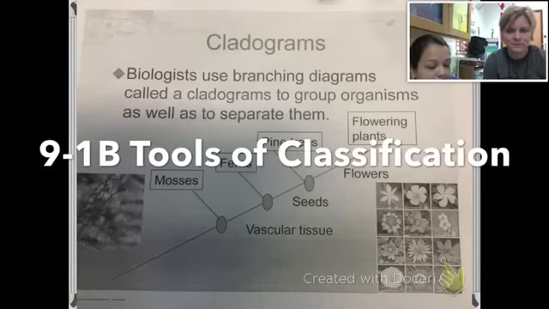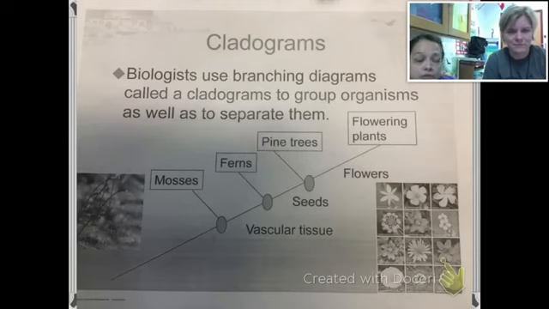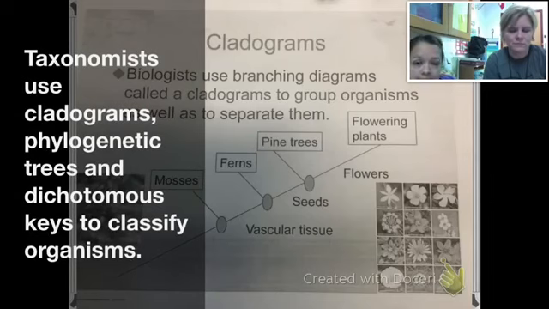Okay, so in this video, we will be learning about the tools that taxonomists, which we just finished learning about, use to classify organisms. So they use a few different tools. We'll be learning about 3 different ones. They use cladograms, dichotomous keys, and phylogenetic trees in order to help classify organisms.